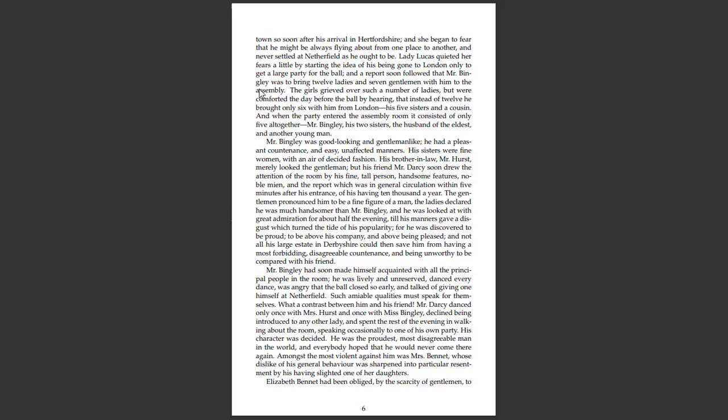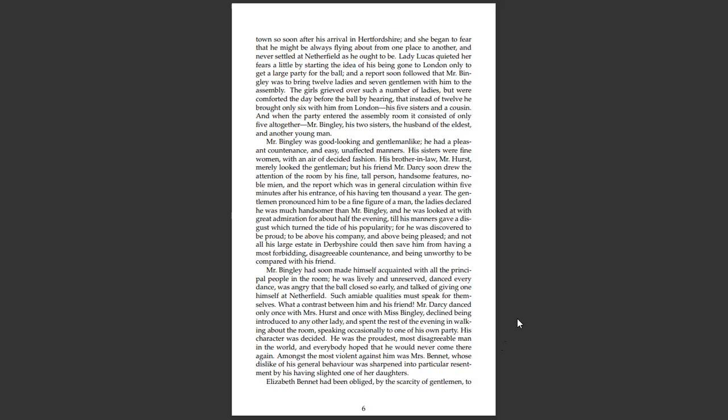Mr. Darcy danced only once with Mrs. Hurst and once with Miss Bingley, declined being introduced to any other lady, and spent the rest of the evening in walking about the room, speaking occasionally to one of his own party. His character was decided. He was the proudest, most disagreeable man in the world, and everybody hoped that he would never come there again. Amongst the most violent against him was Mrs. Bennet, whose dislike of his general behavior was sharpened into particular resentment by his having slighted one of her daughters.